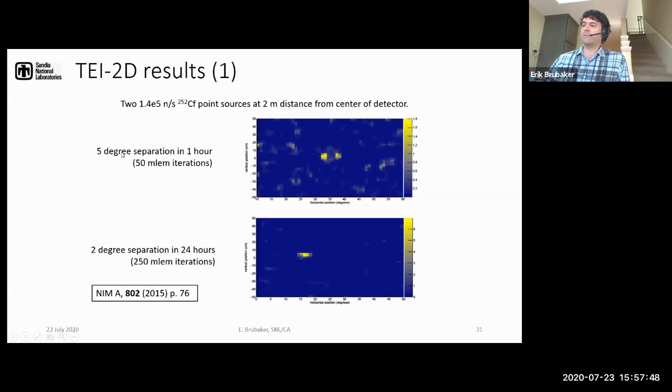So you can see at 5 degree separation, we can tell them apart pretty easily. At 2 degree separation, even with the 24-hour measurement, they kind of blur into each other. So that's sort of the limit of resolution of this system. And this is all documented in this paper here.